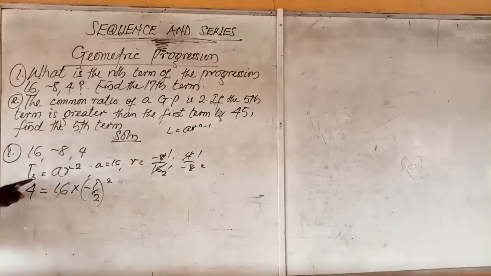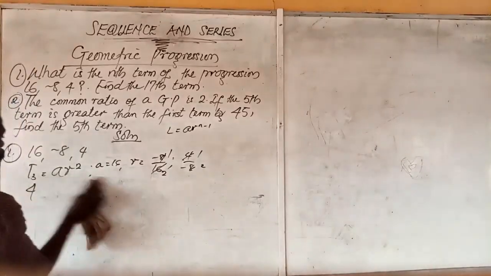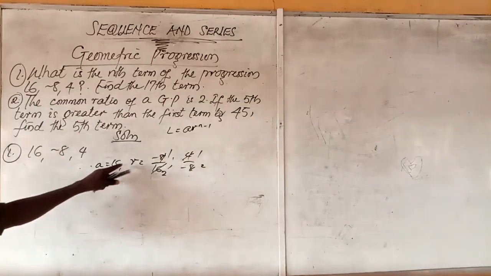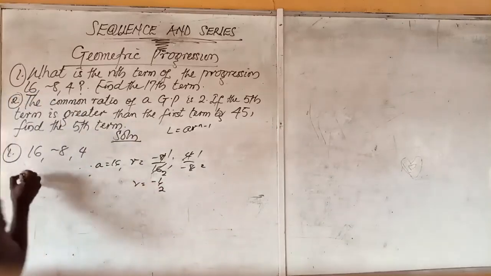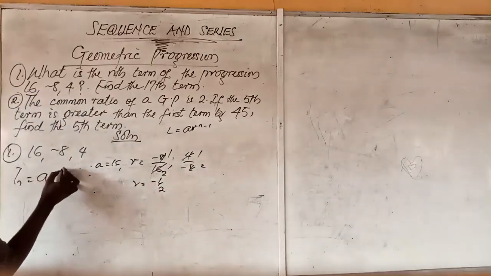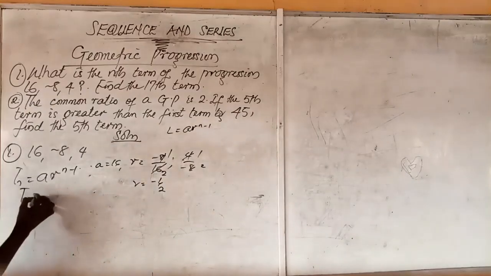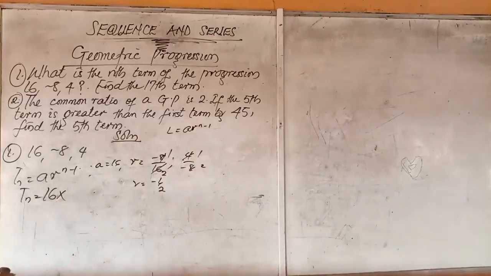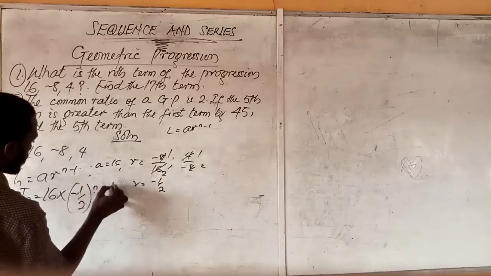Now that is the third term. Alright, since we are asked to find the nth term, this will be after finding our a and r. So r is given as minus 1 over 2 here. So the nth term is equal to ar raised to n minus 1. n is unknown, so we have Tn is equal to, what is a? 16 times, what is our common ratio? Minus half raised to power n minus 1.